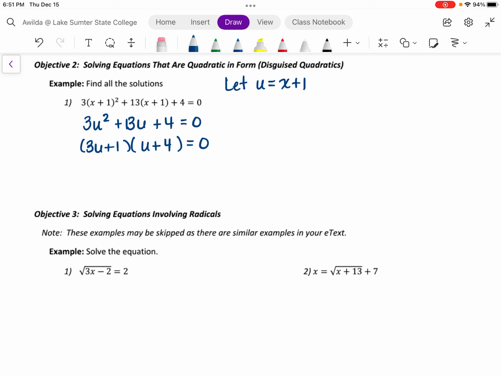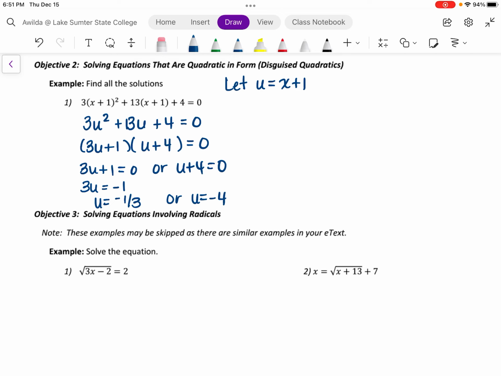Using the zero product rule, we find that either 3u plus 1 must be 0 or that u plus 4 must be 0. That means that 3u must equal negative 1, or u must equal negative 1/3, or u must equal negative 4. Typically, we would be finished with the problem.